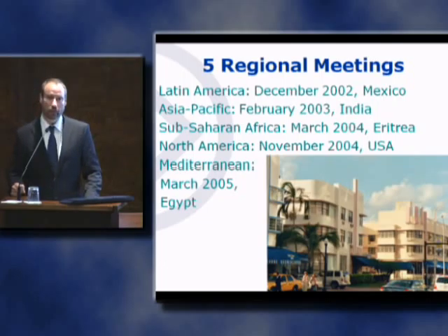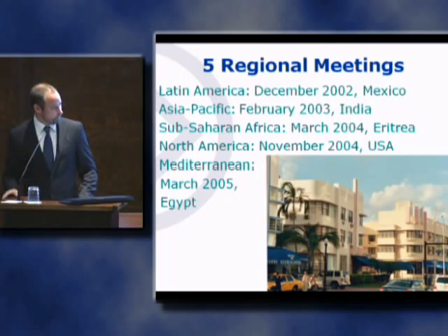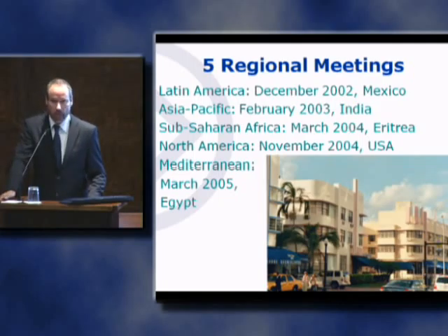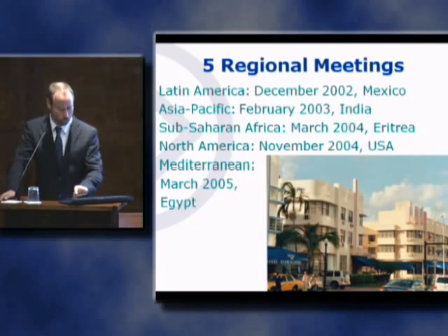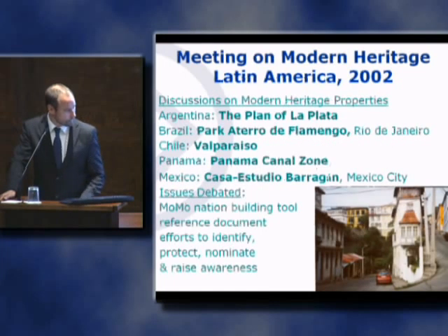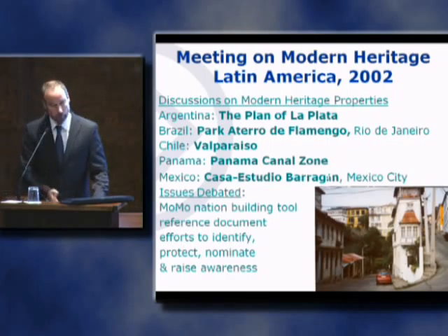Since many, many properties had already been identified and successfully nominated to the World Heritage List in Europe, the meeting focused on North America. There was a meeting for Asia Pacific and for Sub-Saharan Africa. And instead of just focusing on the Arab states, the meeting focused on the Mediterranean region, and I will explain later on why. Now, I will quickly run you through the particular context and the discussions that took place in each of these regional meetings.